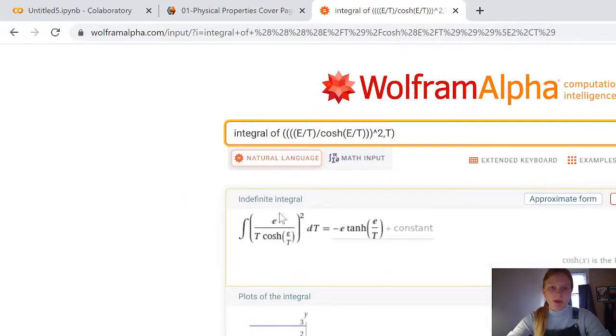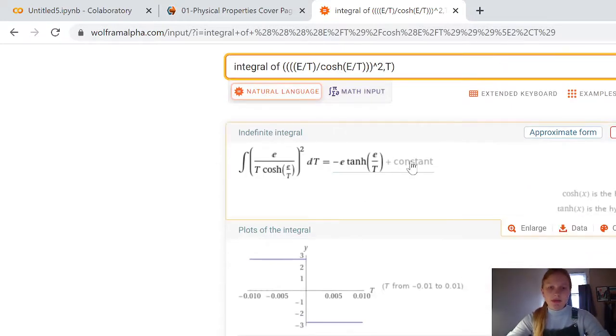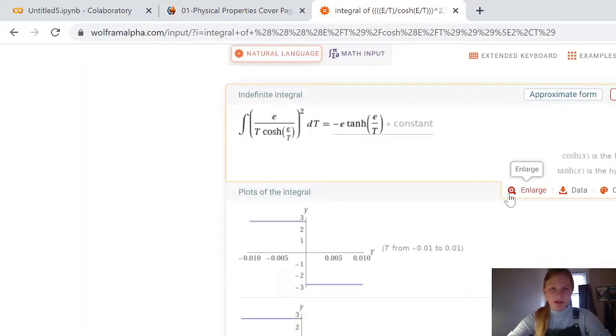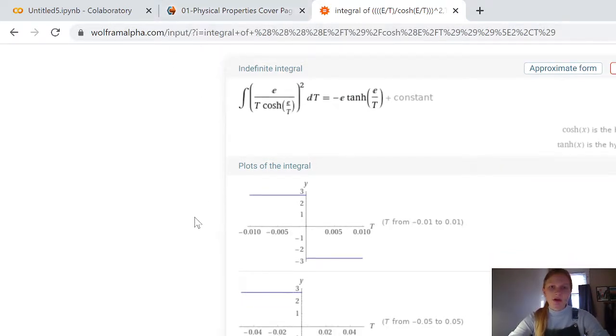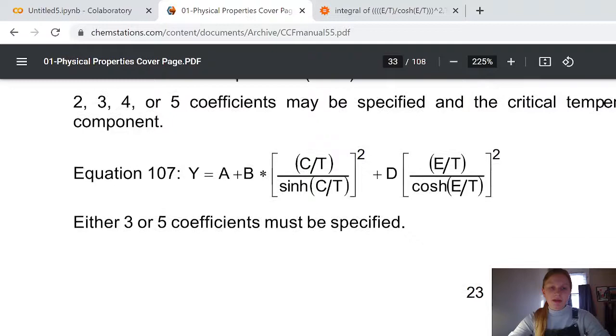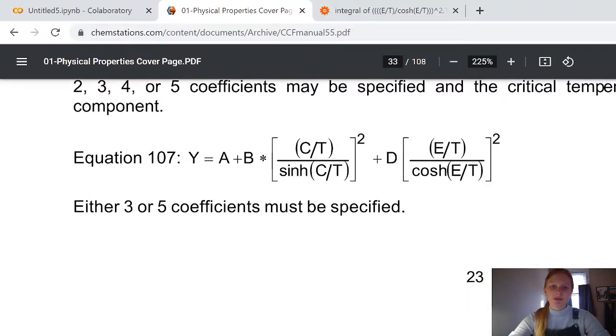And Wolfram Alpha changes these to little e's, but it's still the constant e. But so now this is what we have. We have e times hyperbolic tangent v over t plus constant, but the constant's not going to be important for us. So now that we have these, we can use them in our collab. This is multiplied by d to integrate in order to solve our adiabatic flame temperature to find the final temperature.